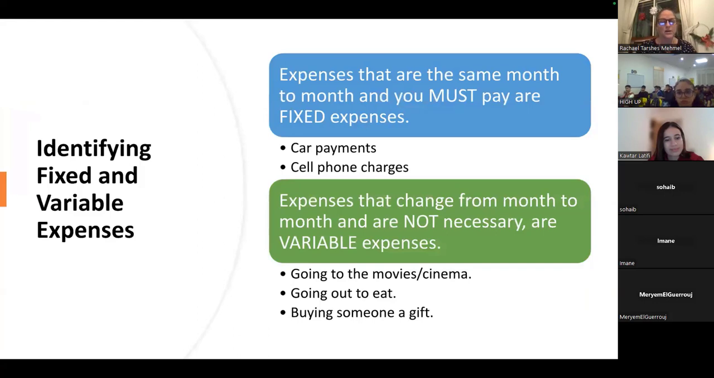So then once you're thinking about all of the expenses that you have each month, you want to break them into 2 categories. Some of those expenses are going to be expenses that are the same every month, and they're not going to change.